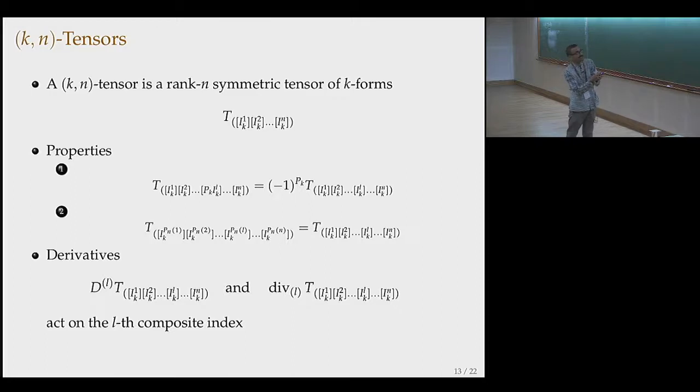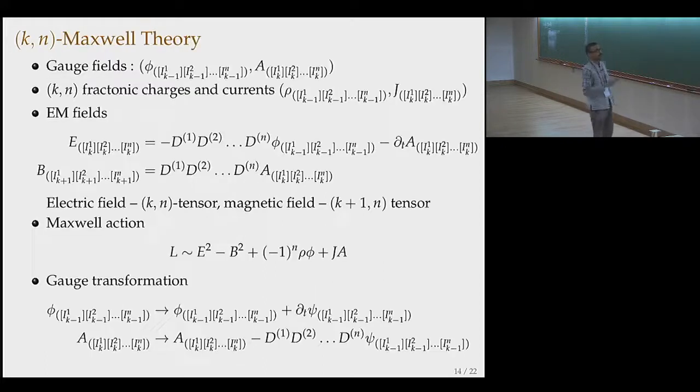All right, so what happens is if I permute these things, I will pick up a minus 1 to the k because that's their anti-symmetric index. On the other hand, if I move these square brackets around without changing the order inside, you will see that it will remain symmetric. So this is the structure. And now, of course, I can hit a d on it, which will act on these anti-symmetric indices. Similarly, divergence will act on the symmetric indices. So that's the math we need. All right, so this is the main slide.